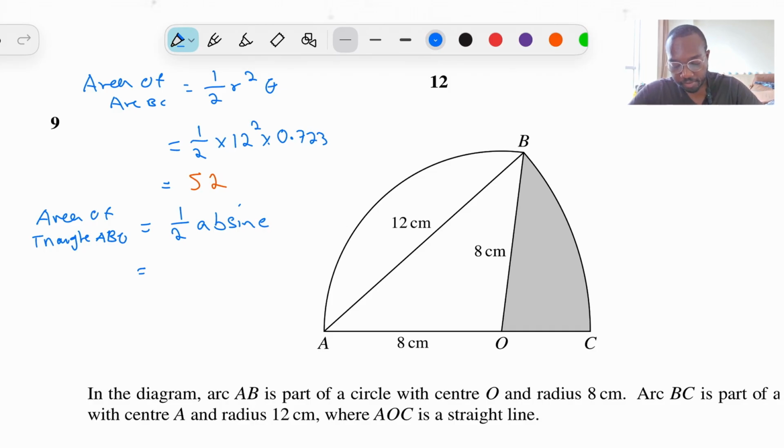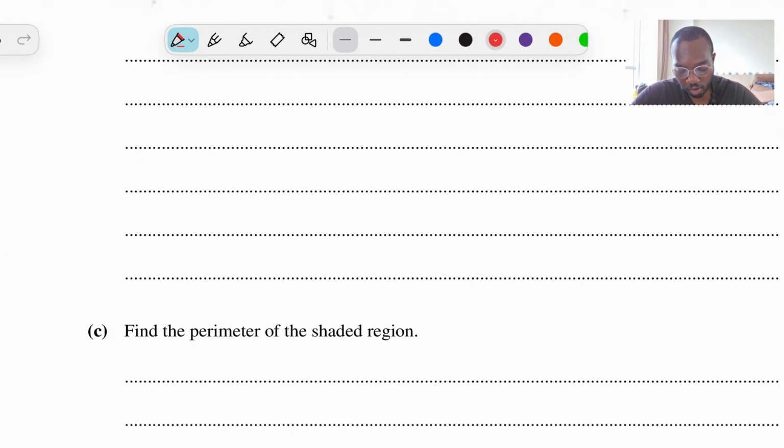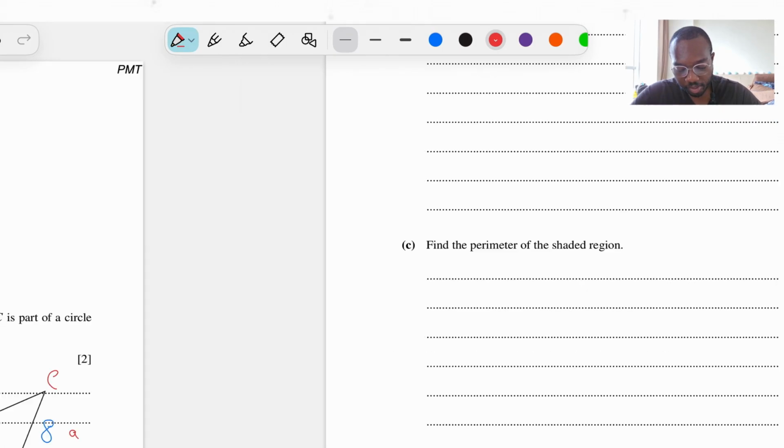So it will just be, remember, if it's this angle here, then it would be the two sides right next to it, so 12 and 8. So in this case, it would be a half times 12 times 8 times sine again of that 0.723. And if you work that out to one decimal place, you get 31.7. And therefore, simply just do 52 minus 31.7, and you get to three significant figures 20.3.